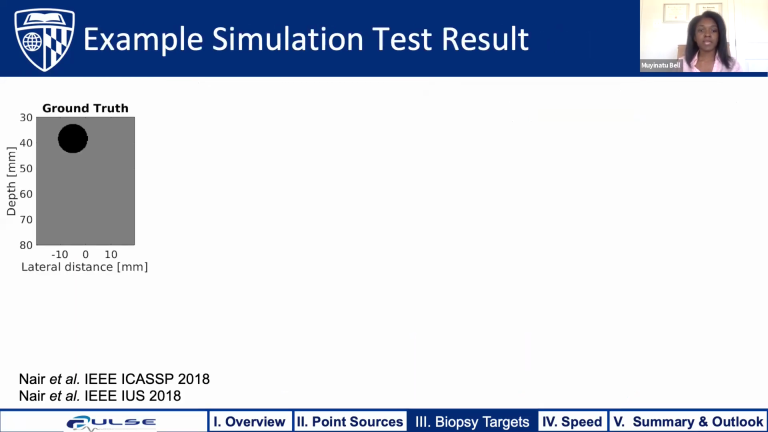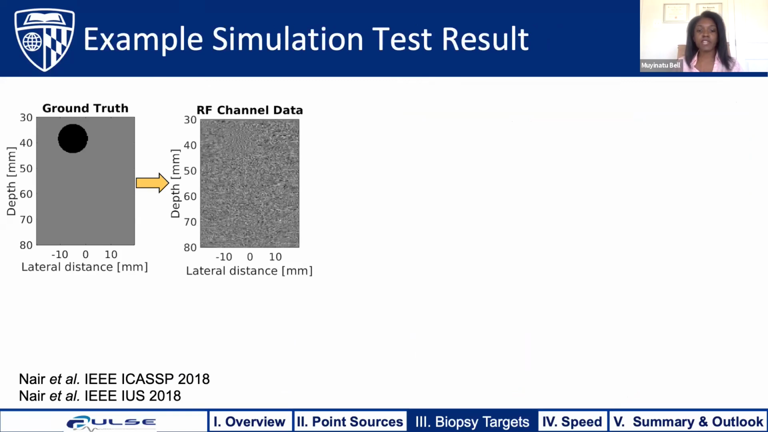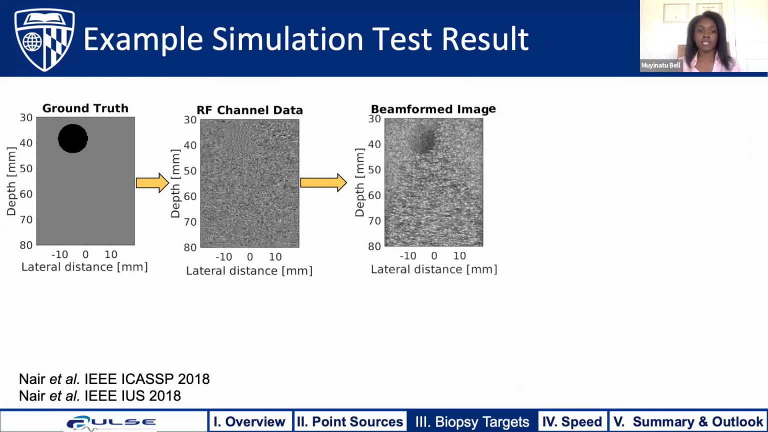So starting with simulated test data, we input this known ground truth into our ultrasound simulator, which produces simulated raw channel data. We then beamform the simulated raw channel data using mathematical models to get an image of the cyst. And you see here that this result has a lot of clutter. It has poor resolution and speckle that all work together to degrade detectability for an autonomous ultrasound biopsy system.